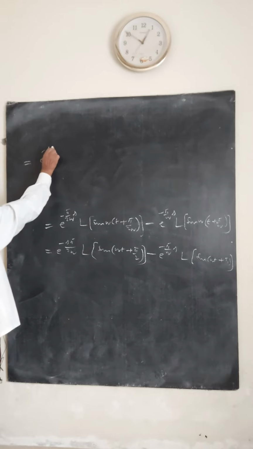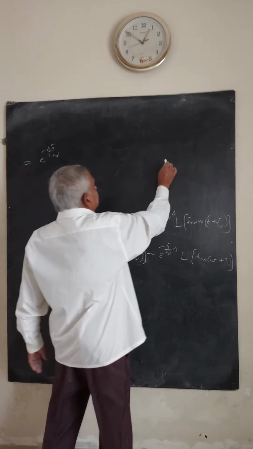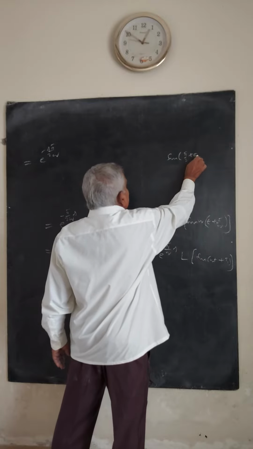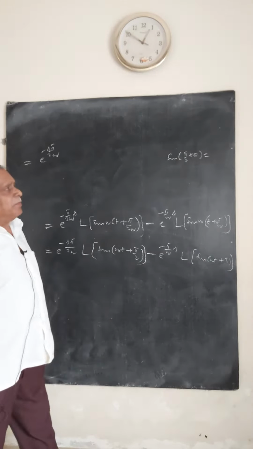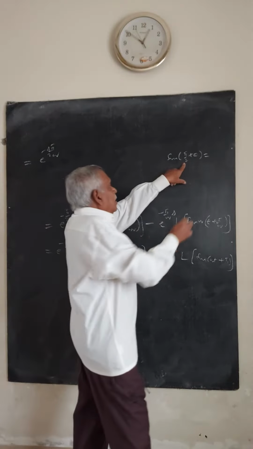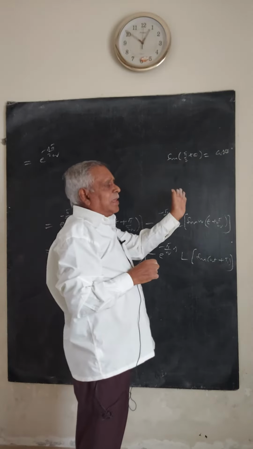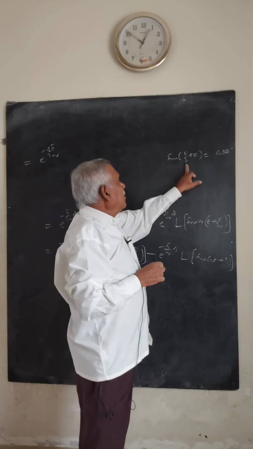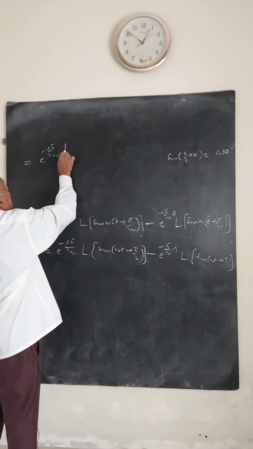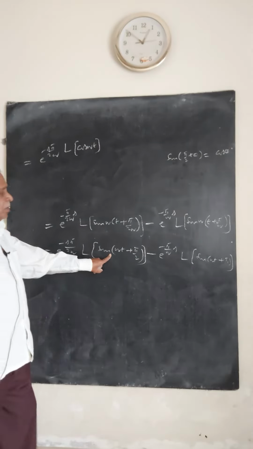e power minus s pi by 2 omega. We know sin of pi by 2 plus theta equals sin of 90 plus theta, which comes in the second quadrant. We use the rule all silver teacups: if pi by 2 comes, it becomes cos theta, and in the second quadrant sine is positive. Therefore it is positive, so cos omega t, L of cos omega t.